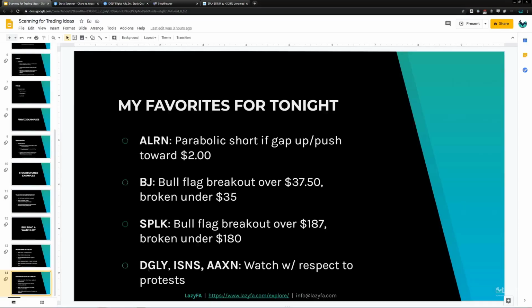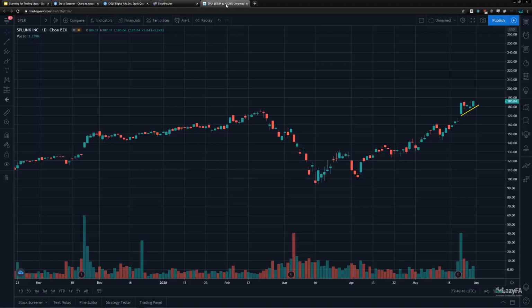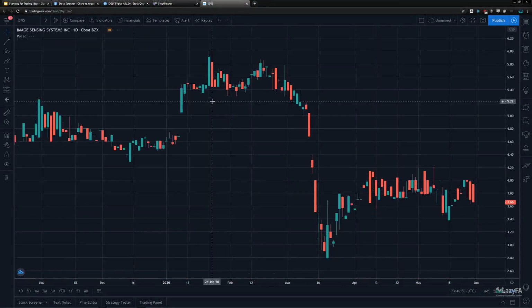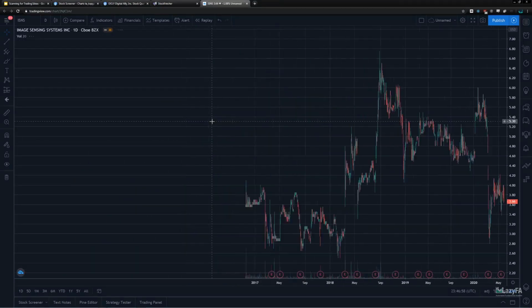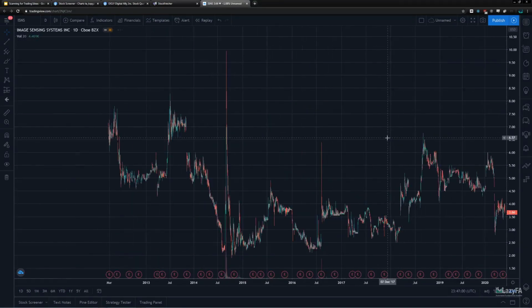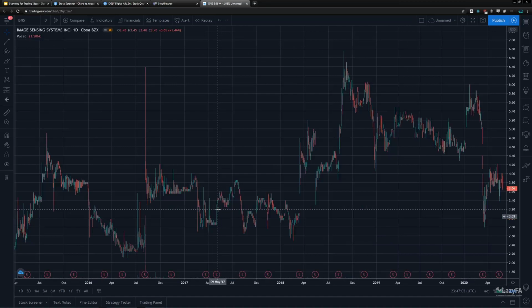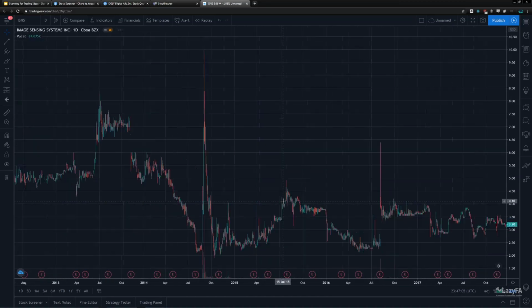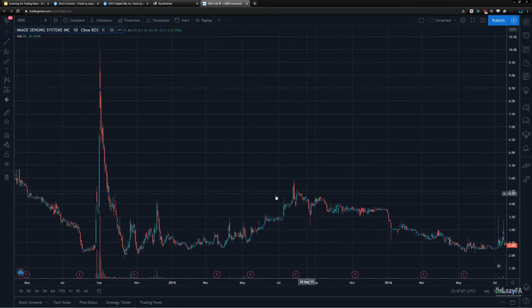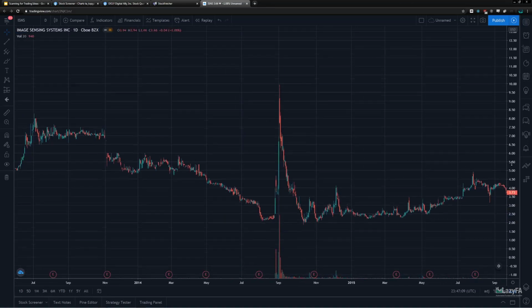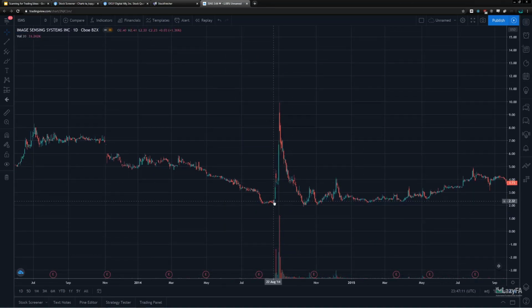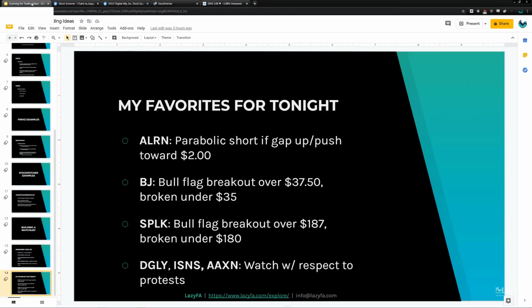And then the last ones are DGLY and Image Sensing Systems, this ISNS. This one doesn't look like much right now, but back in 2014, 2015, when DGLY took off with the riots in Ferguson, this one went with it from $2.50 up to almost 10 in just a few days. So that one is worth watching as well, in my opinion.